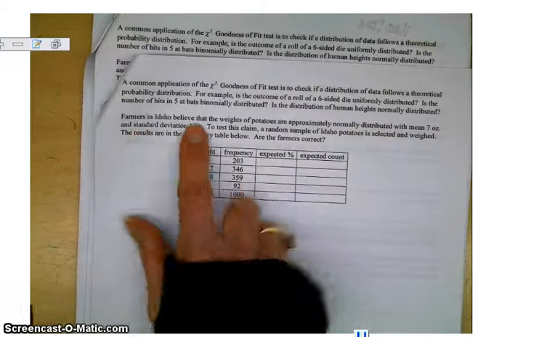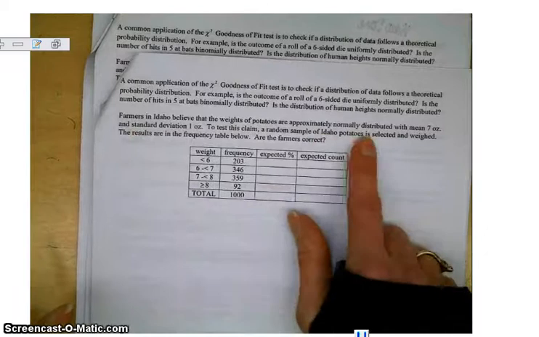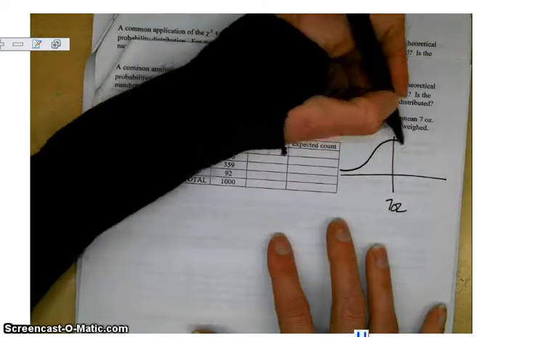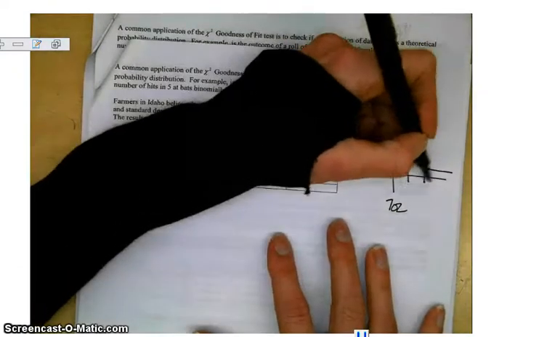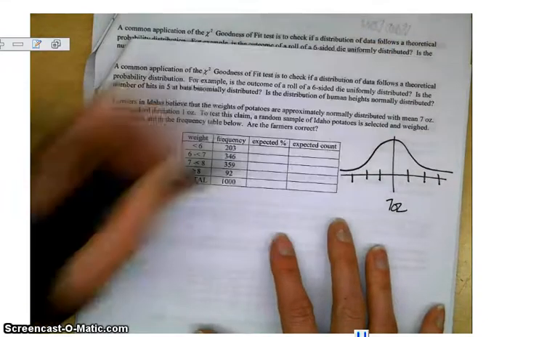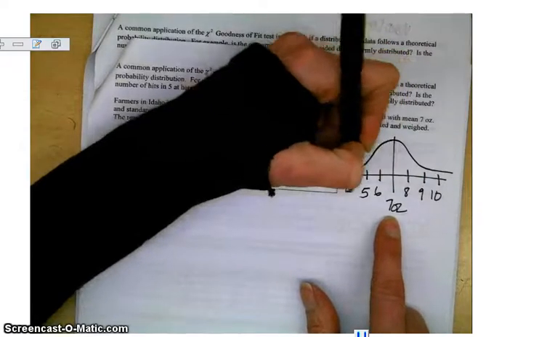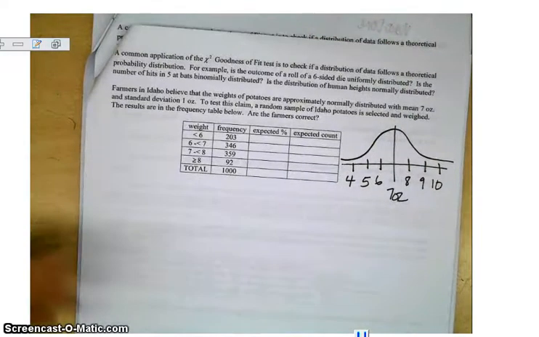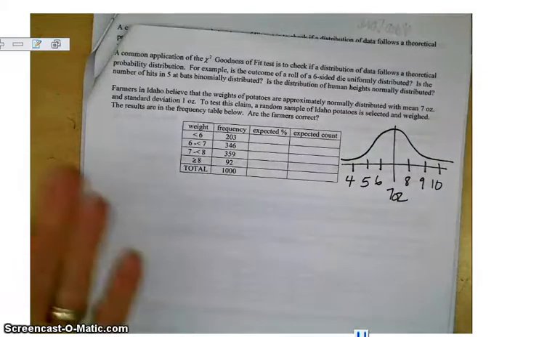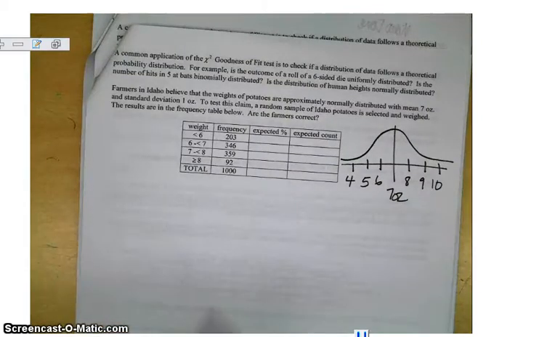So farmers in Idaho believe that the weights of potatoes are approximately normally distributed with a mean of 7 ounces and a standard deviation of 1 ounce. I'm just going to draw my normal picture just so we can visualize it. So my mean is 7 ounces, my standard deviation is 1, so this would be 8, 9, and 10 ounces, 6, 5, and 4 ounces. So in other words, farmers believe that most potatoes are around the same size, with a few big and a few small ones. Okay, that makes sense, doesn't it?